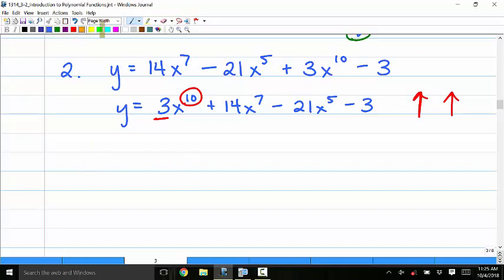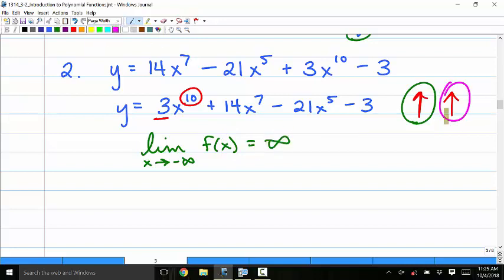If you were to see it in MyMathLab, this one would probably want you to say the limit as x goes to negative infinity of the function is what? It's positive infinity. This one on the right, the limit as x goes to positive infinity of the function is infinity. Let's do one more.